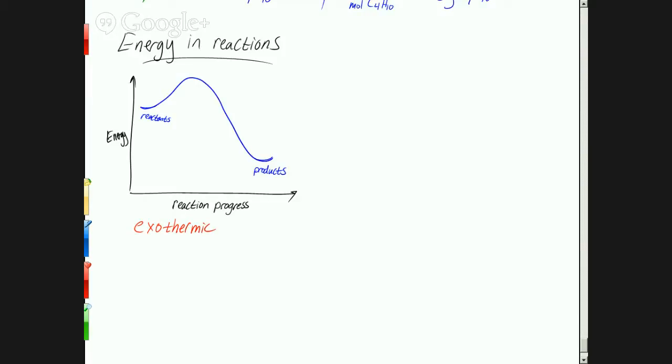The reason we draw that little hump instead of just a straight line from reactants down to products is because there's another part of the reaction that is this difference in energy. And that is called the energy of activation, or the activation energy. That distance in energy, the difference between the reactants and that peak, is the amount of energy that you have to put in just to get the reaction to go.